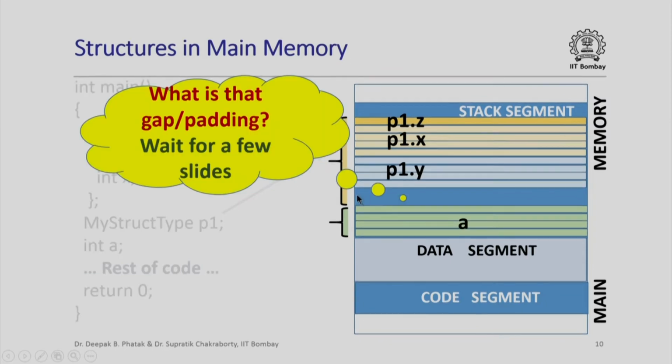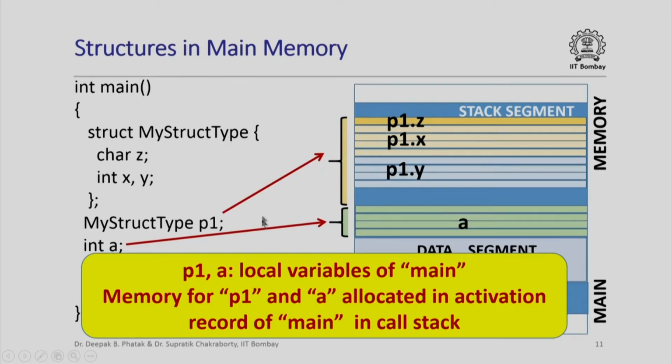So there is still some gap here. If you are wondering what is that gap or padding, let us just wait for a few slides. But for the time being, let us note that since P1 and A are both local variables of main, therefore memory for both P1 and A have been allocated in the activation record of main in the call stack, which resides in the stack segment.